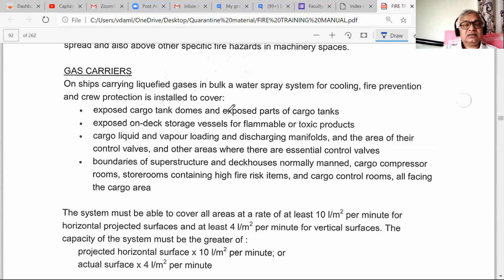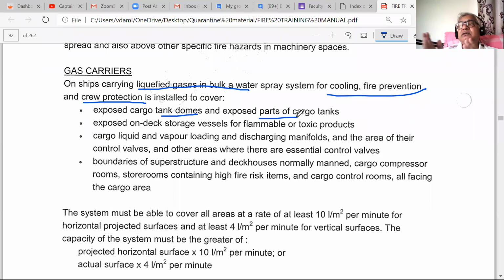Now here, if you need to keep the whole thing cool, crew protection is also the same way we spray it. Liquefied gases in bulk. It covers up cargo tank domes, exposed parts of cargo tanks. Now, what happens is these cargo tanks, exposed parts, are not exactly something that you can touch because temperatures will be extremely low.